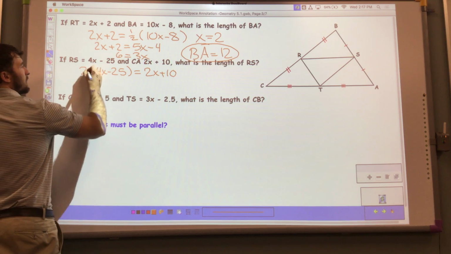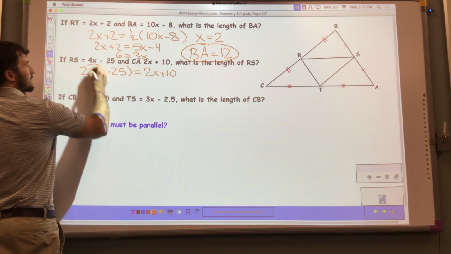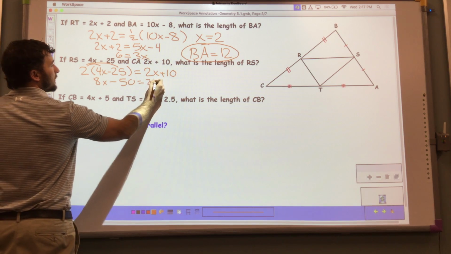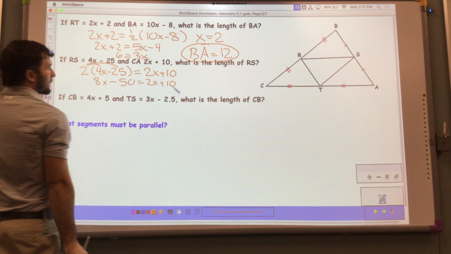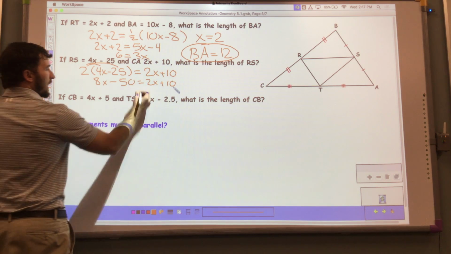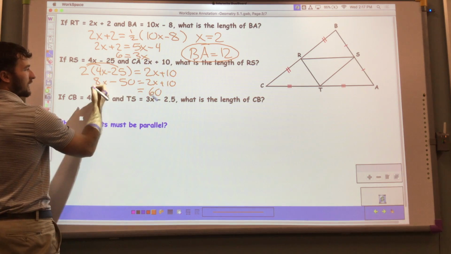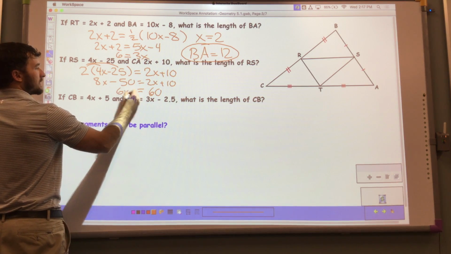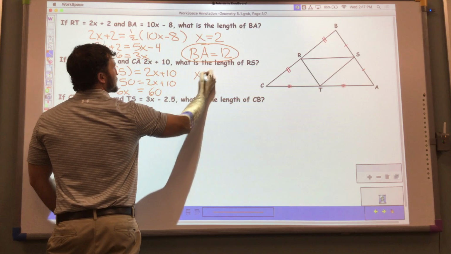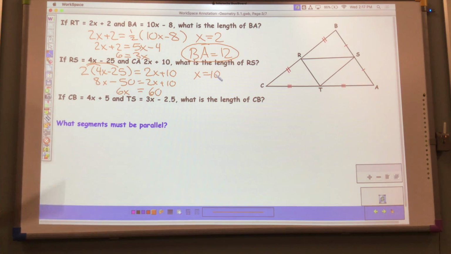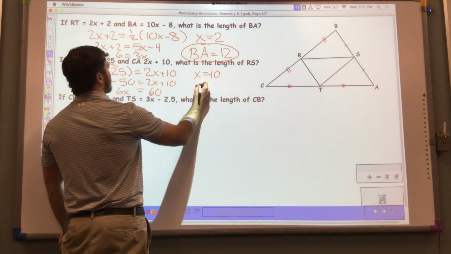So again, we distribute. 2 times 4x is 8x. 2 times negative 25 is negative 50. Add 50 to the right, and we'll get 60. Subtract the 2x from the 8x, 6x. So x is 10, which means RS, we plug in 10, is going to be 15.